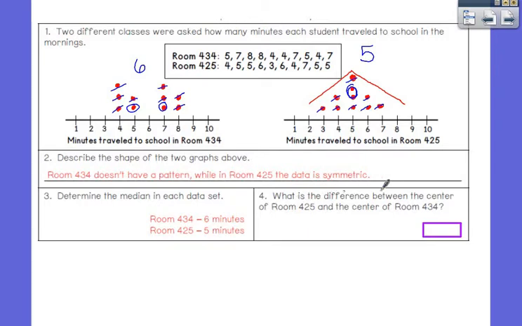It asks, what is the difference between the center of room 425 and the center of room 434? Well, the center is your median. We just found the medians. So it asks, what's the difference? Difference means subtract. So what is 6 minus 5? 6 minus 5 is 1. So the difference would then be 1 minute between that data set.